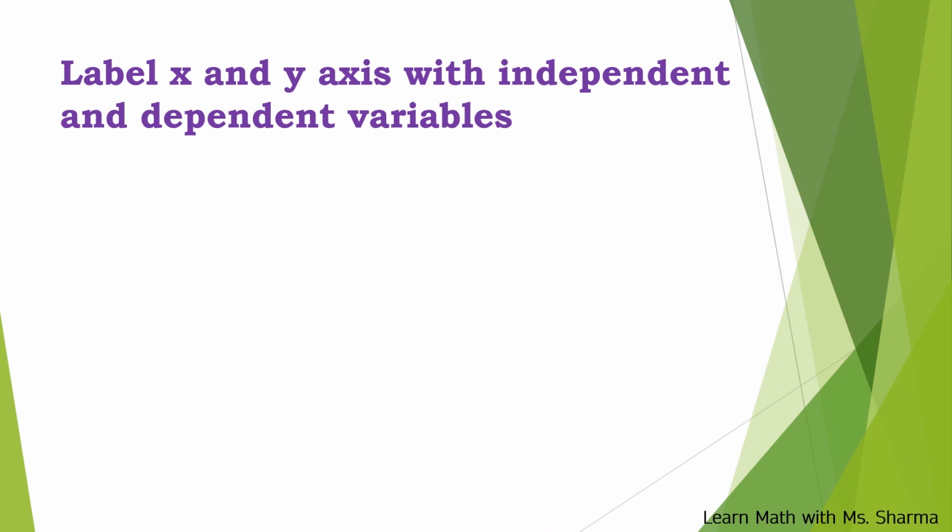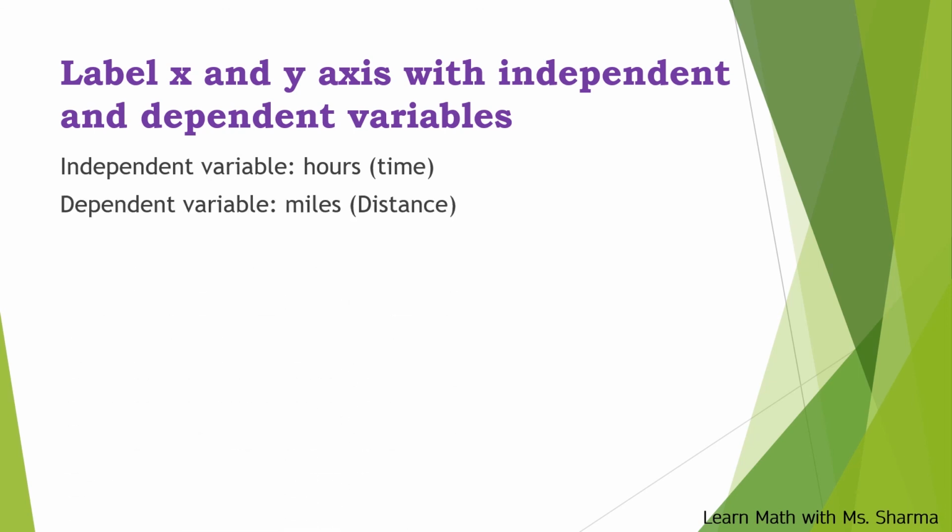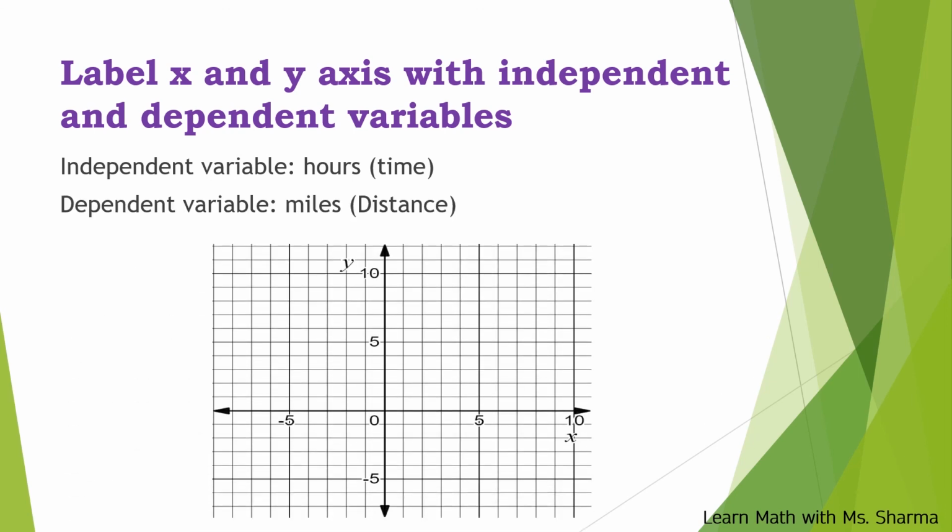Now it says label the x and y axis with the independent and dependent variables. The independent variable is hours, the dependent is miles. So we have miles on y and we have hours on x.